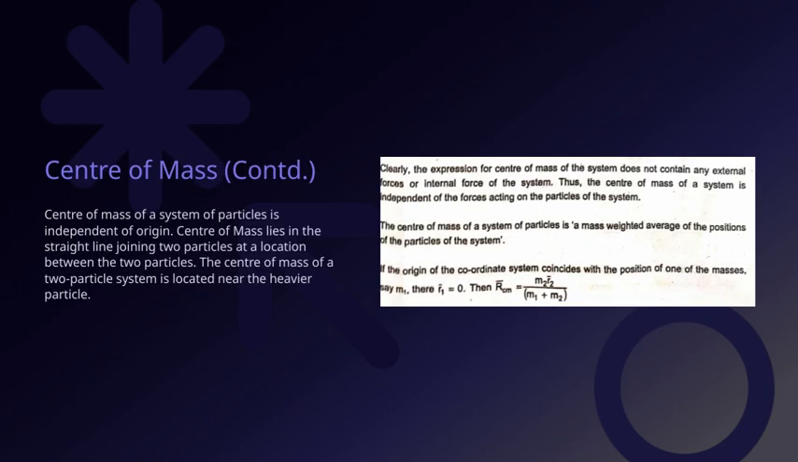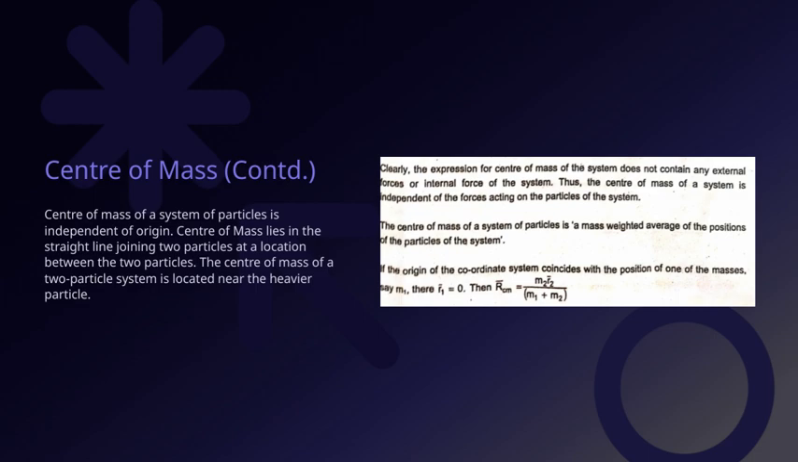Let's talk about the center of mass of a system of particles. An important point to remember is that the position of the center of mass doesn't depend on the choice of origin. This means no matter where you set your reference point, the center of mass remains the same. Now, if we consider two particles, the center of mass will always lie along the straight line connecting the two particles. It will be located somewhere between them, depending on their masses.